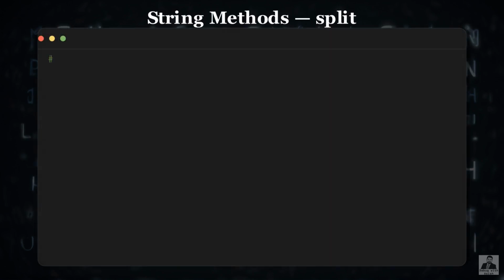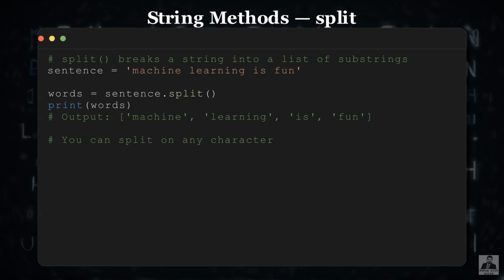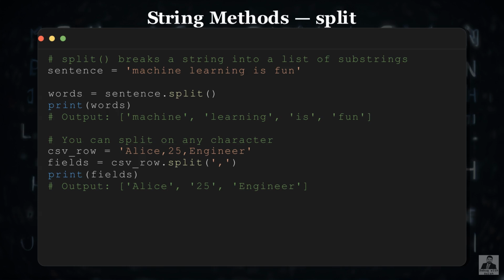The split method breaks a string into a list of smaller strings. By default, it splits on spaces, turning a sentence into individual words. You can also pass in a specific character to split on. Here, we split a comma-separated row of data on the comma character. The result is a list with 3 items: Alice, 25, and engineer. You can then access each item by its index. This is one of the most used methods in data processing.